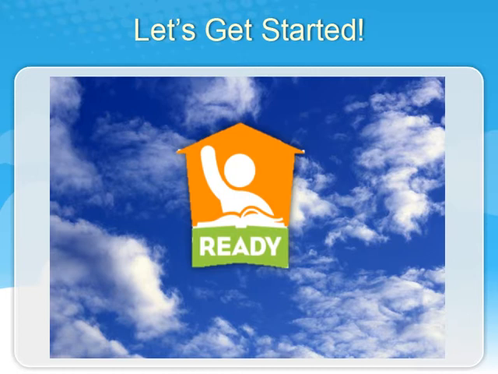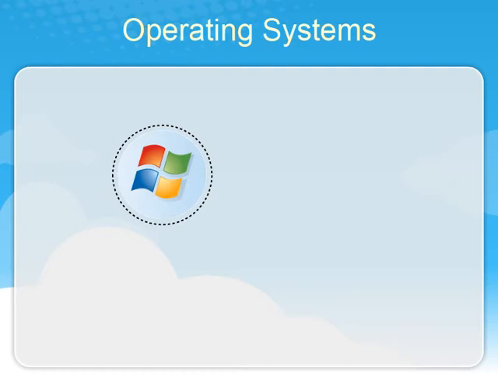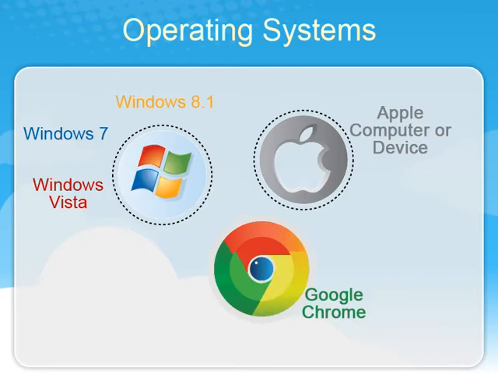Let's go! In order to take this course, you must have one of the following operating systems. Microsoft Windows operating systems that work well with Blackboard are Windows Vista, Windows 7, and Windows 8.1. If you have an Apple computer or device, you will need to make sure you have the Mac operating system 10.6 or later. If you are using a Chromebook, Blackboard is also compatible with its operating system.